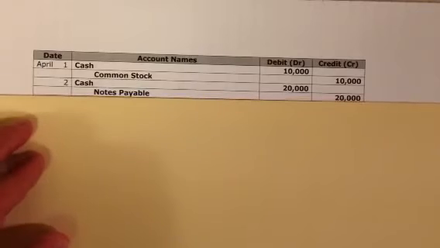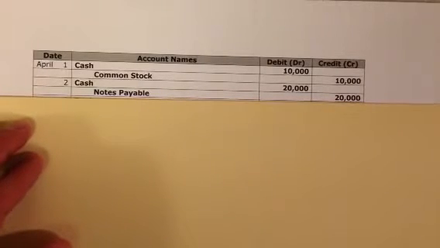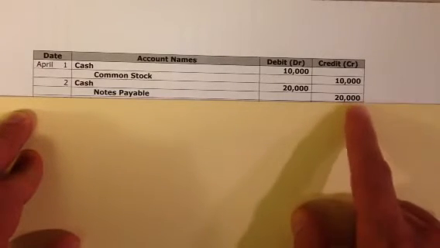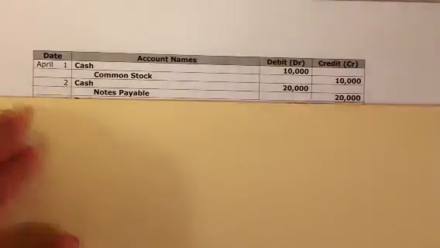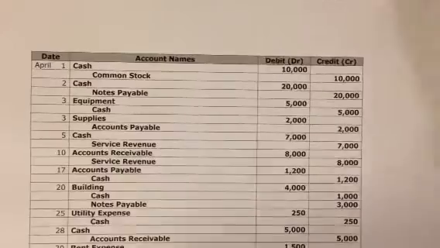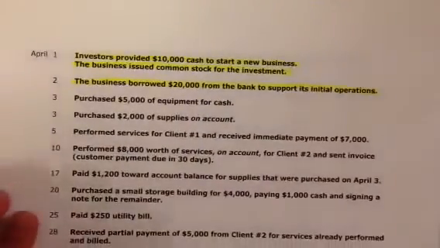We have debited cash for $20,000. The cash went up. And we've also increased a liability called notes payable. It's gone up by $20,000. It is credited according to the rules of how we do debits and credits. Let's see what came next.